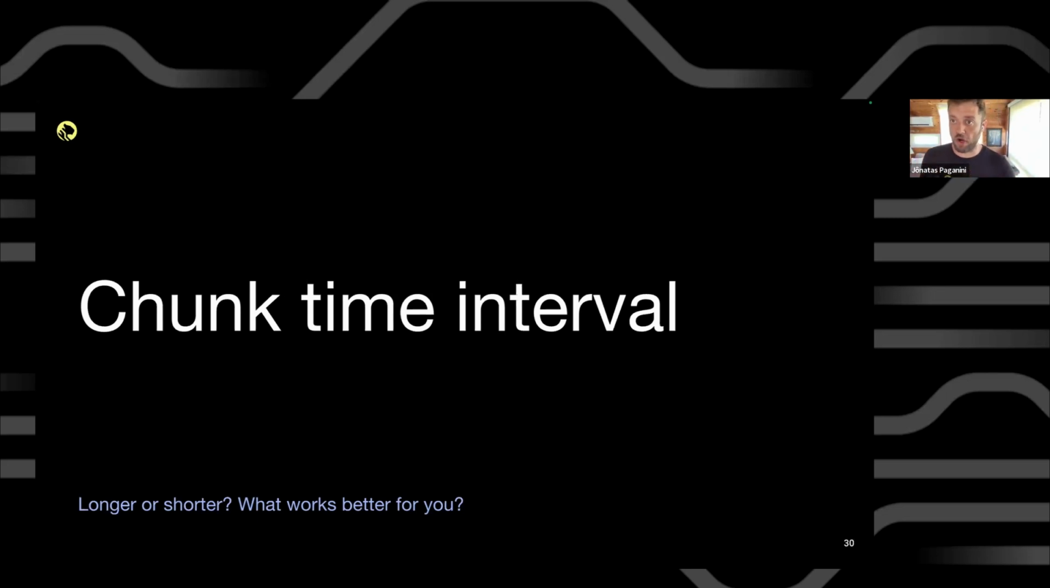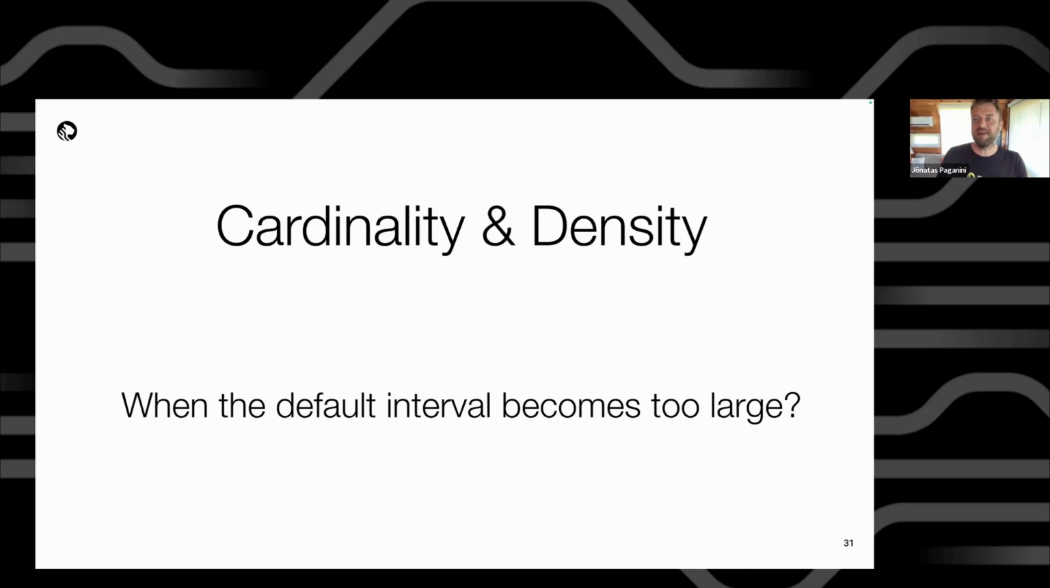But it depends on your use case, how you are going to query your data, and how much data you have. Chunk time interval is all about cardinality and density of the data. Cardinality means how many devices are sending data to my system, and density means how often they are sending this data. If you combine these two, you understand your throughput, and understanding your throughput will let you understand if it's becoming too large or not.